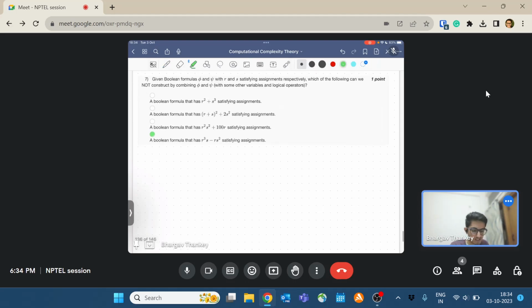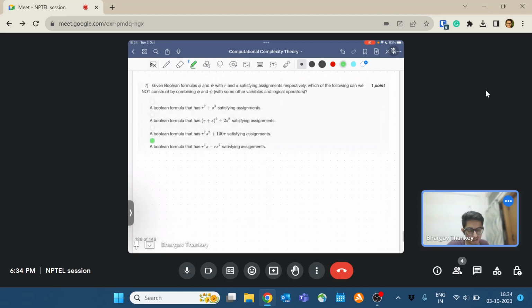Okay, so in the class, you might have seen how, given two formulas phi and psi, to construct a formula whose number of satisfying assignments is the sum of the number of satisfying assignments of phi and psi. So, do you recall this construction, or should I give this construction again?